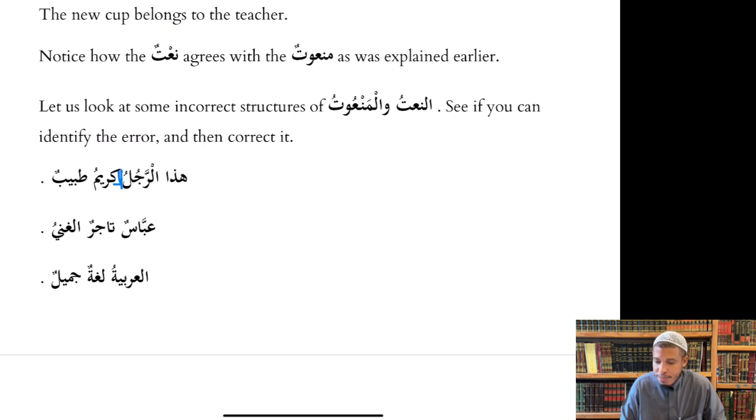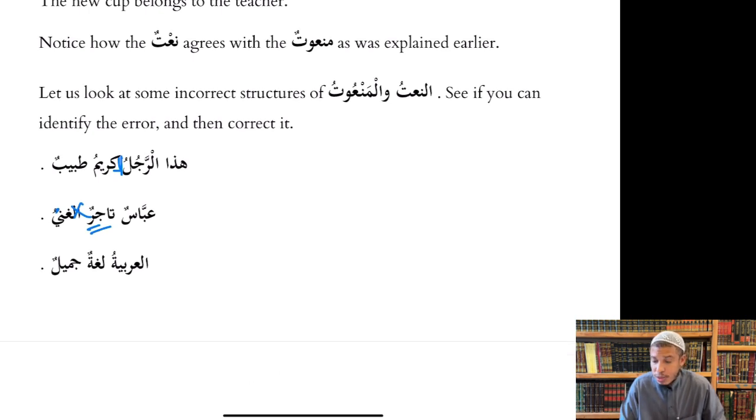All right. عباس تاجر الغني. What's the error there? The error there is that tajir is nakira and the na'at is ma'rifa, and that's incorrect. So since this is nakira, this likewise must be nakira. So we would remove the harf ta'rif and we'll make that dhammatan. Abbasun tajirun ghaniyun. All right.